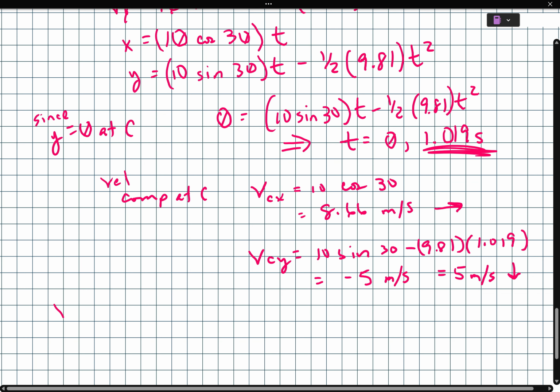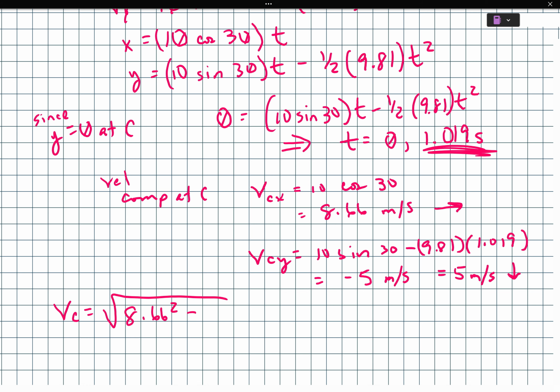Then we have v_C is equal to the square root of 8.66 squared plus negative 5 squared, and we'll get 10 meters per second. So the horizontal distance the ball travels is x is equal to 10 cosine 30 times t. Again, t is 1.019, so we input that, and then we'll get 8.83 meters.